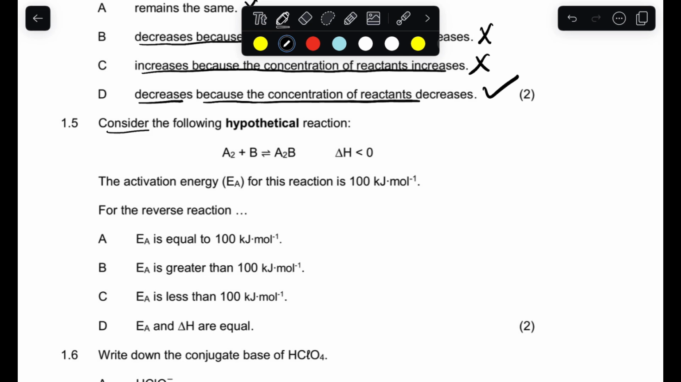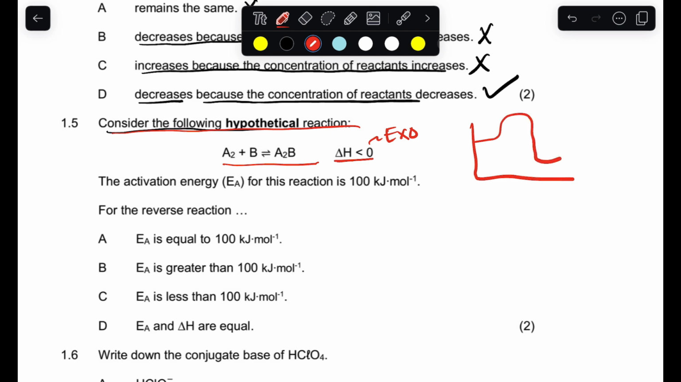Now 1.5, consider the following hypothetical reaction. Hypothetical is this one, it doesn't exist. This reaction is an exothermic reaction because of the delta. So if it's exo, your graph is going to be like that, right? Now it says the activation energy of this reaction is 100. So the activation energy is from here to here, it's 100, right? That's the activation energy.